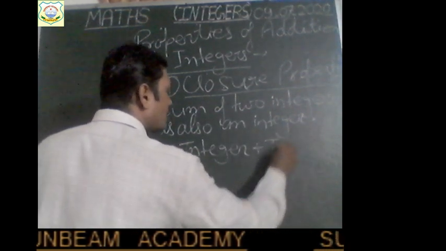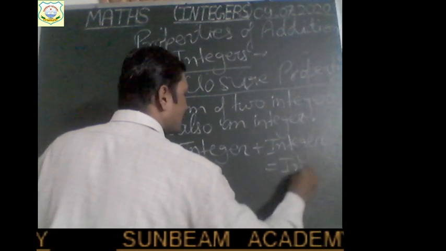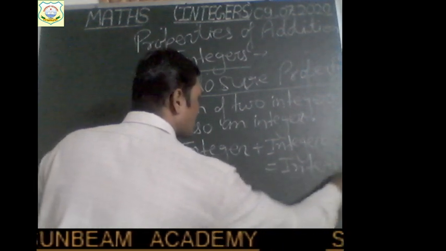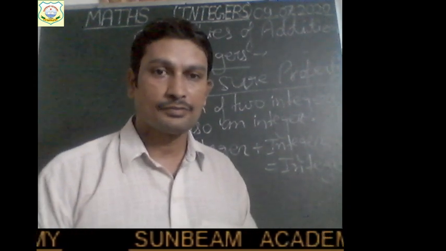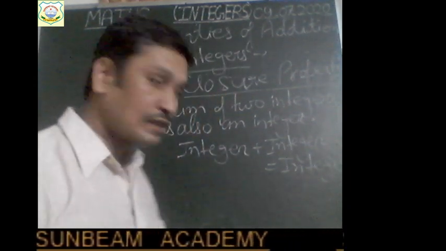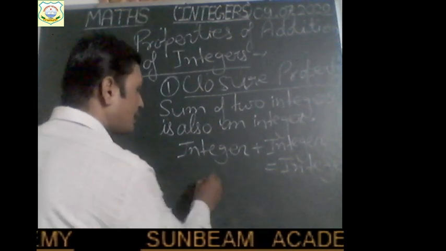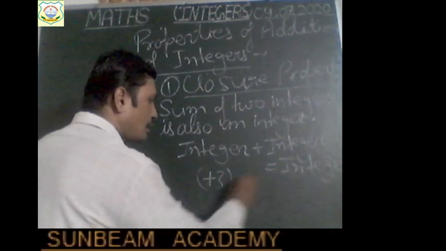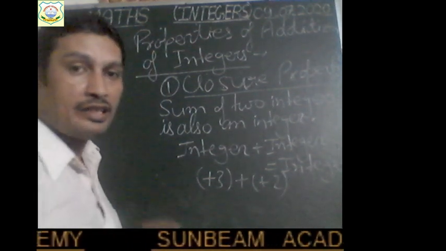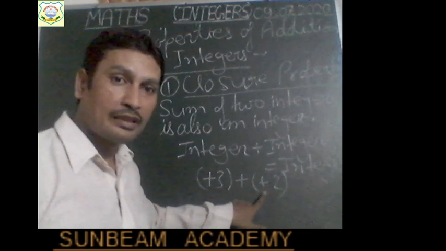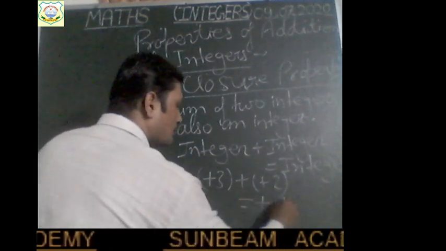So we say integer plus integer equals integer only. The sum of two integers is always an integer, right? Let us see some examples. It's very simple, children. For example, if we are adding plus 3 and plus 2, plus 3 is an integer, plus 2 is also an integer. Then if we add them, we get plus 5.